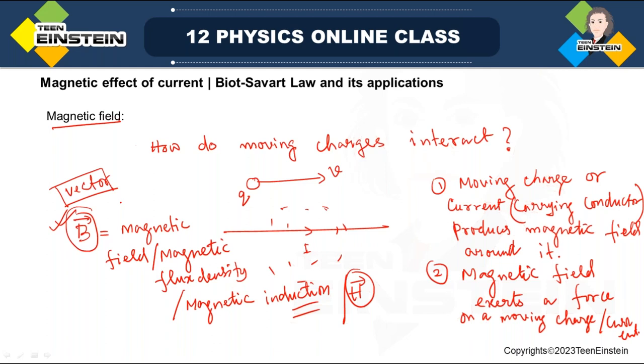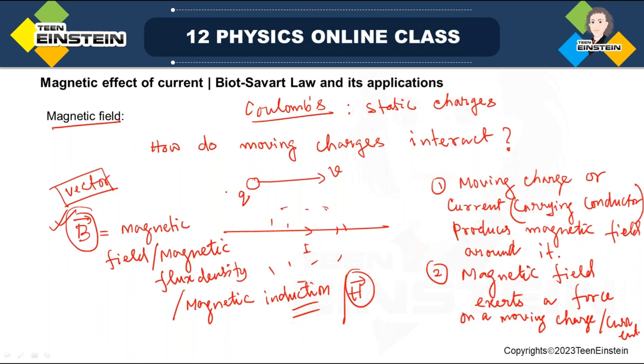So today we'll discuss, we have seen that moving charges or current produces magnetic field. So Biot-Savart's law will help you to understand. In case of electrostatics or static charges, the magnitude and direction of the electric field created by static charges was given by Coulomb's law. Coulomb's law, I hope you know this, in case of static charges.